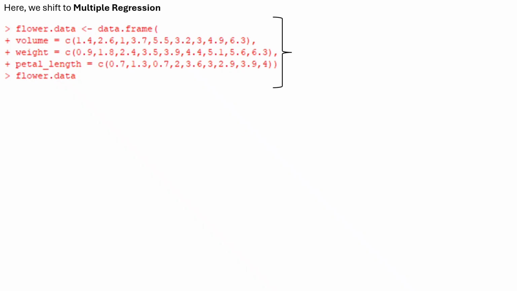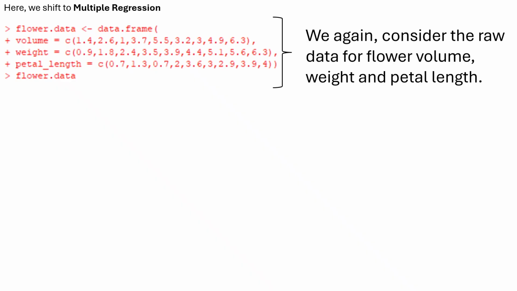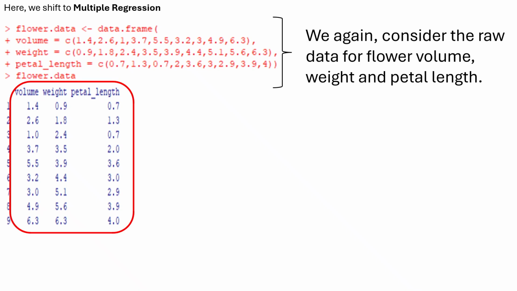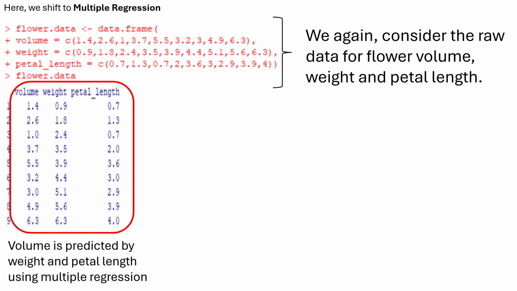Now we again consider the raw data for the flower volume, weight and petal length, and we again get this data in the form of columns. These are the 9 flowers whose volume, weight and petal length are stored very well in columns in the compiler. Now in the case of multiple regression, volume would be predicted by weight and petal length. That is, there would be one dependent variable and two independent variables.